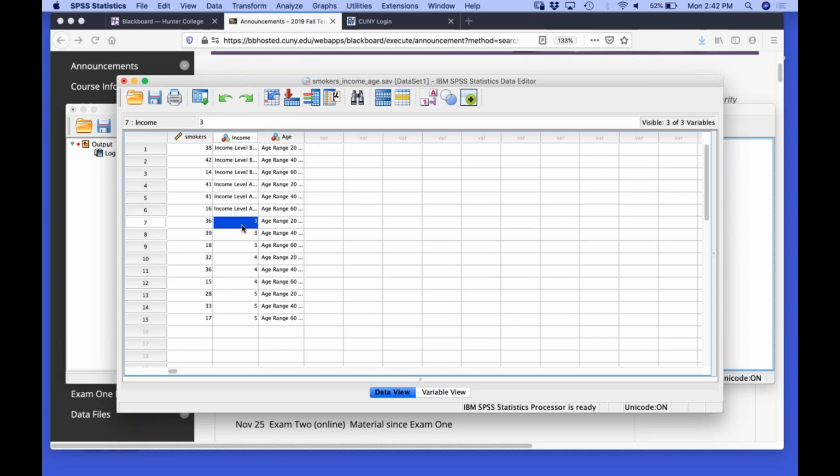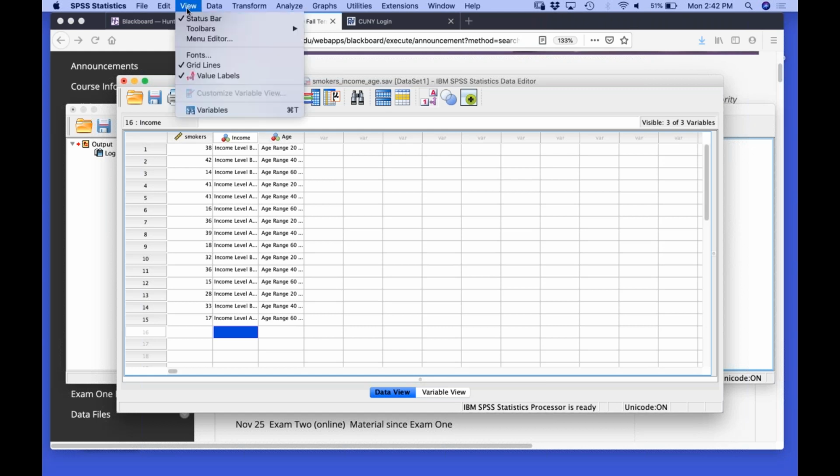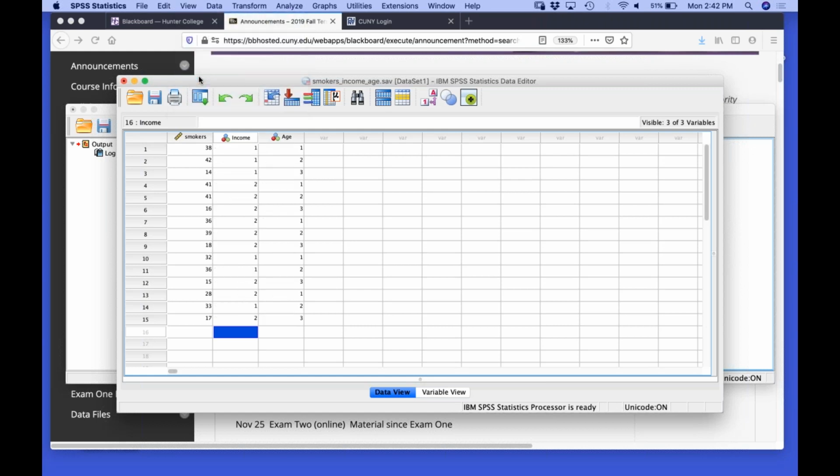Oh my goodness, I'm going to have to change this, because I eliminated some categories here. I just left the 1s and the 2s. Okay, so go back and look at this view, value labels.